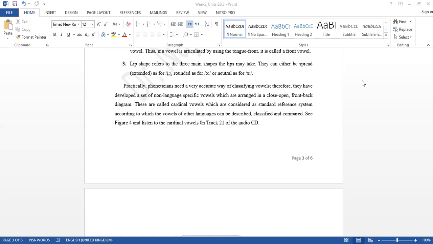And according to these universal vowels or cardinal vowels, as they are called by phoneticians, we can describe, for example, the vowels of English or the vowels of Arabic, or the vowels of the Spanish language, because the cardinal vowels do not belong to a particular language. They are non-language specific. They are universal.